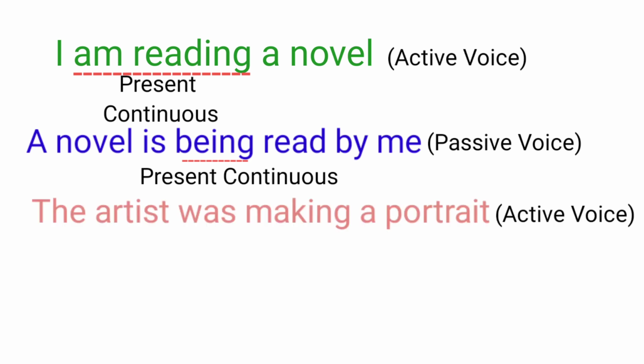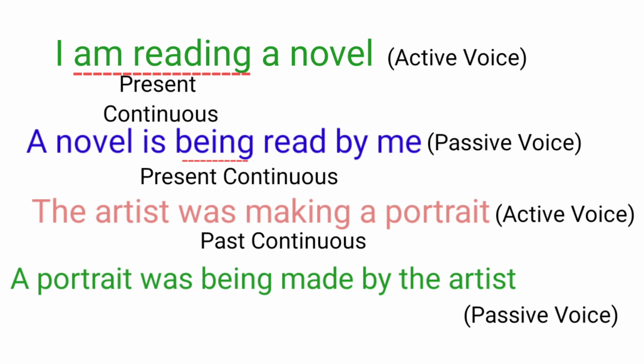The artist was making a portrait. Now this is in the past continuous. How are we going to change it into passive? A portrait was being made by the artist. So you see, the tense has remained the same.